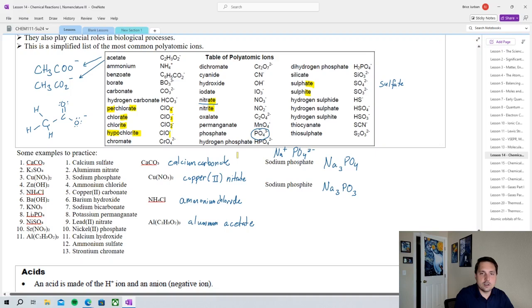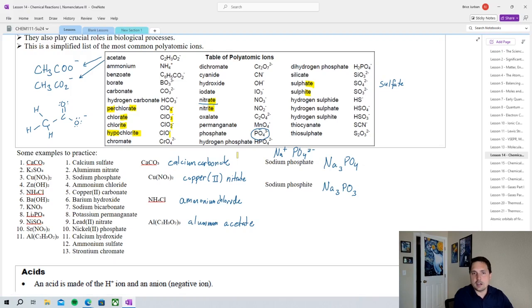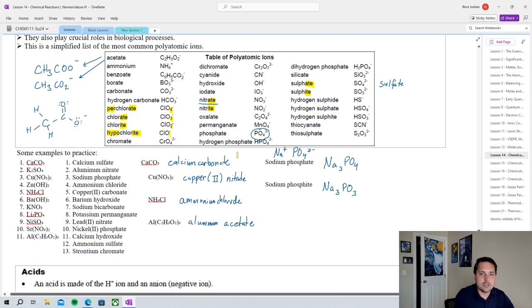Some of them are kind of tricky, like chromate and dichromate. Dichromate has 7 oxygens, not 8. So it's not what you might expect, for instance. So let's go and do a couple more of these.